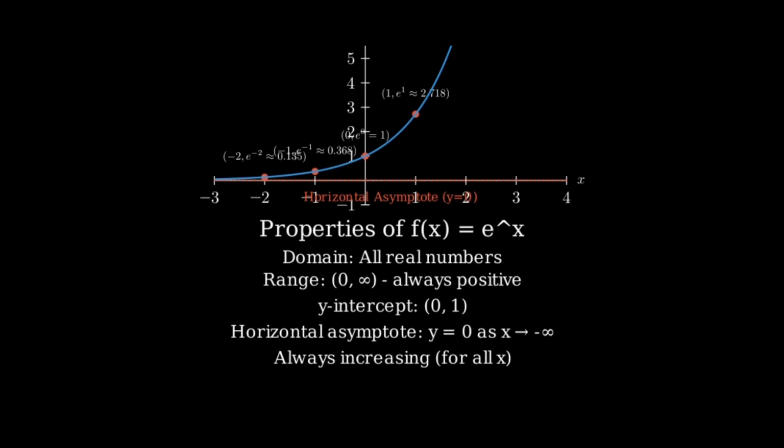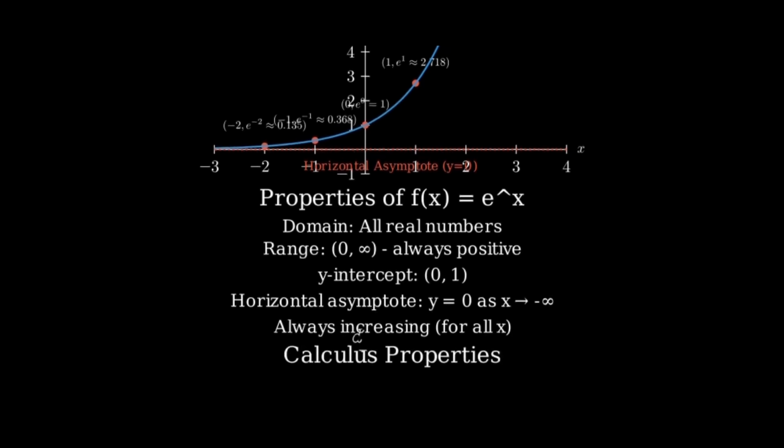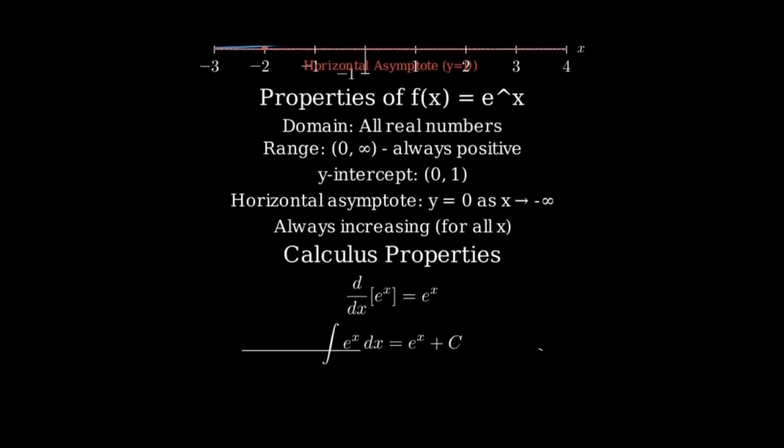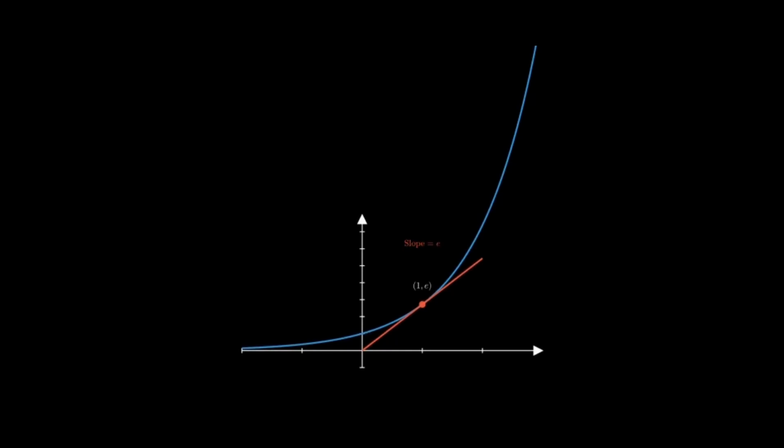In population biology, exponential growth models how populations increase when resources are abundant. In physics, radioactive decay is modeled by e to the -kt, where k is the decay constant. In finance, continuous compound interest uses the formula A equals P times e to the rt, where P is principal, r is rate, and t is time.